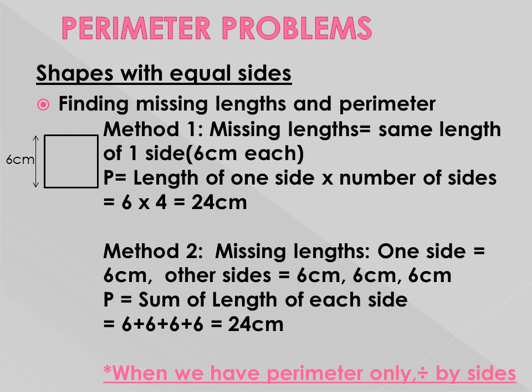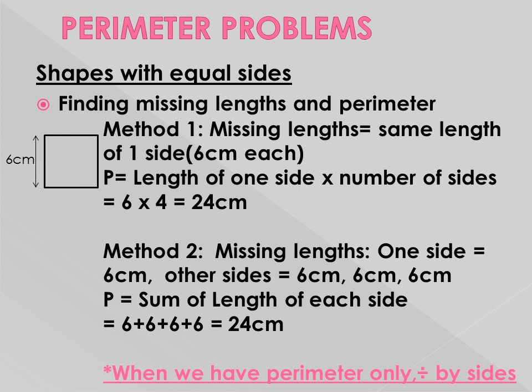If I don't want to do it like that, I can say 6 centimeters plus 6 centimeters plus 6 centimeters plus 6 centimeters. And that is 24 centimeters. Okay, this is super easy. Now look at what I put down here. When you have only the perimeter, divide by the number of sides. Let me explain that to you.